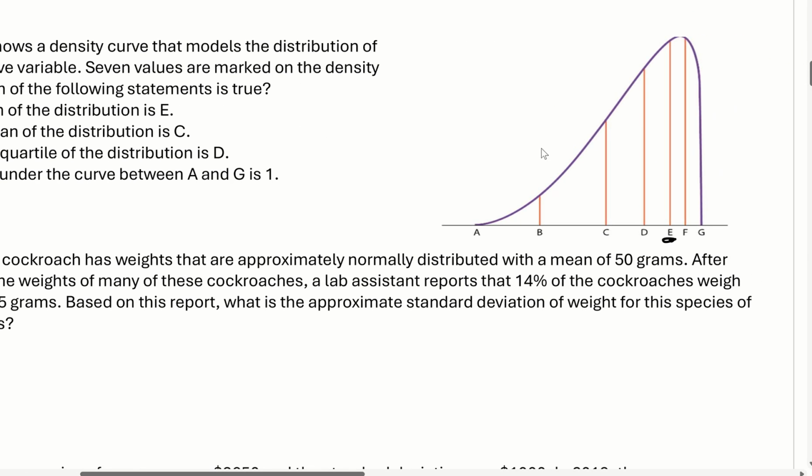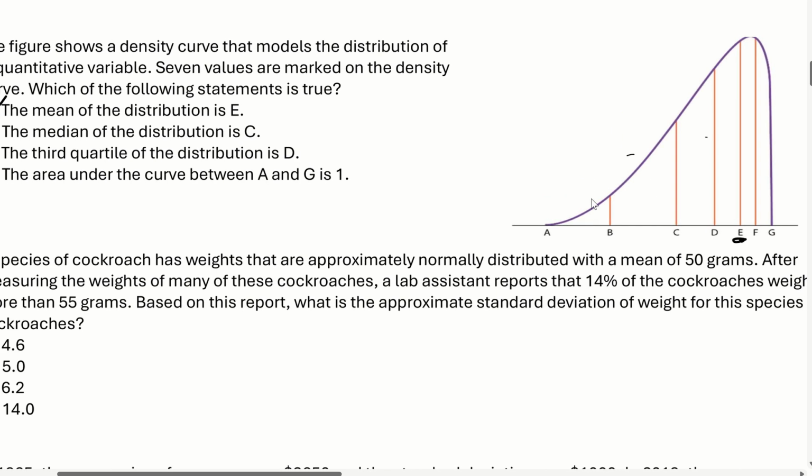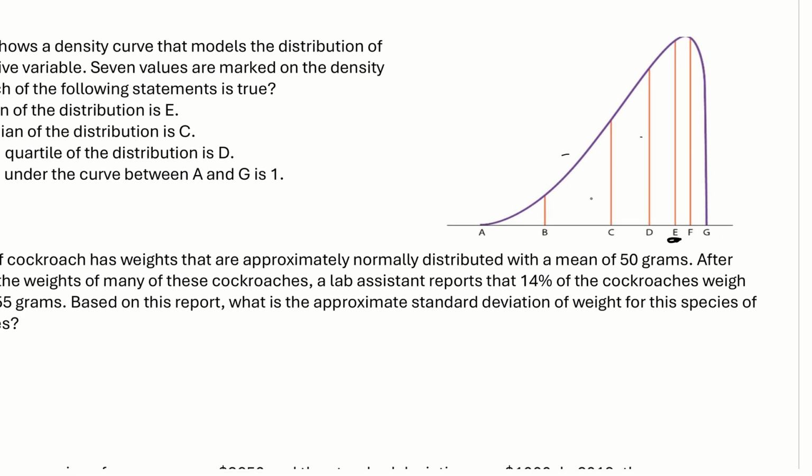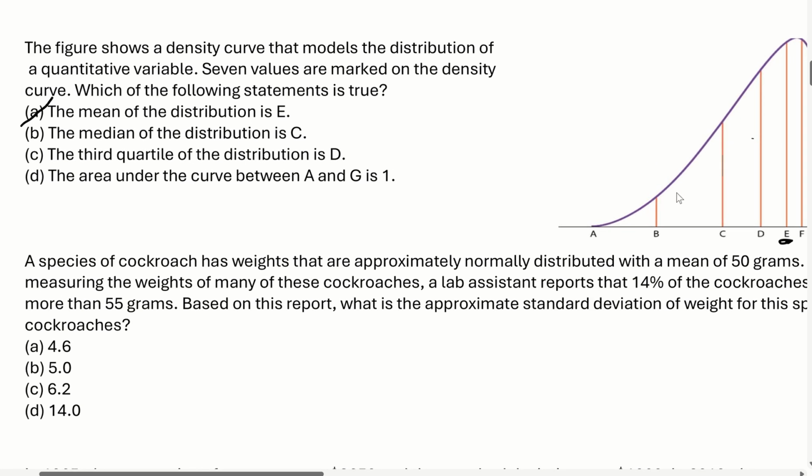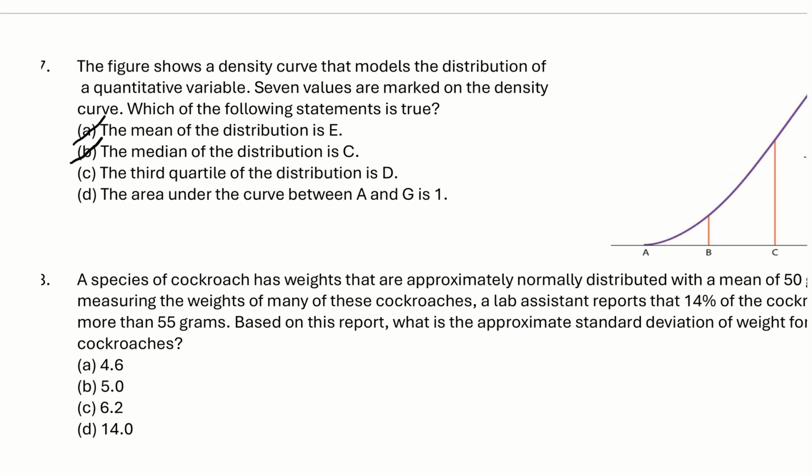The median is where you have 50% of the area to the left and to the right. This area does not appear to be the same size as this area. The area on the right appears to be a little bit larger than the area on the left. So it's not likely that C is the median, okay? The median might be actually closer, more on the right than it is on the left. C is more likely to be maybe the mean or something like that than it is to be the median, even though it might not be the mean, but it's just a guess. So it's not B.